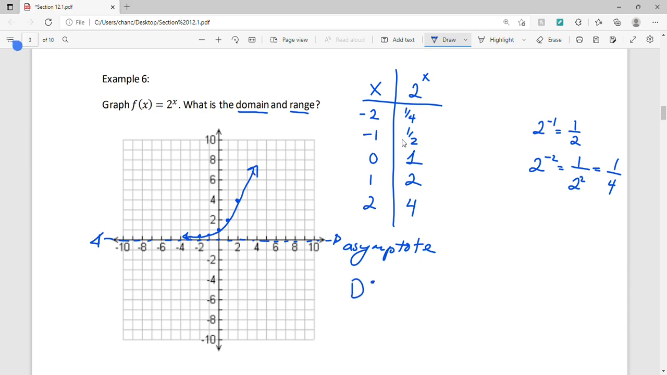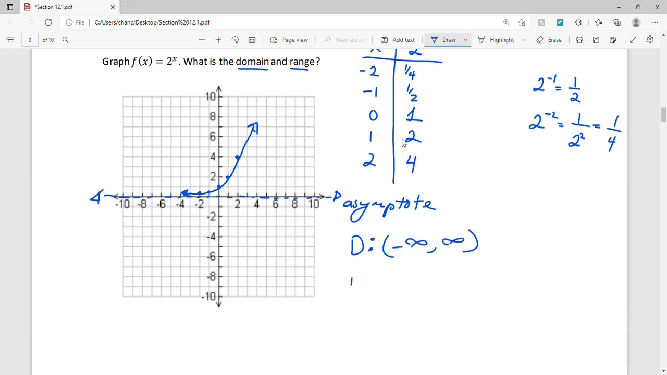Now, what is our domain? Our domain is how far left it goes to how far right it goes. So it goes to the left forever, it goes to the right forever. That's not too difficult to find. But the range is different. The range, it doesn't go to 0. It can get as close as we want to 0, but it will never reach 0.